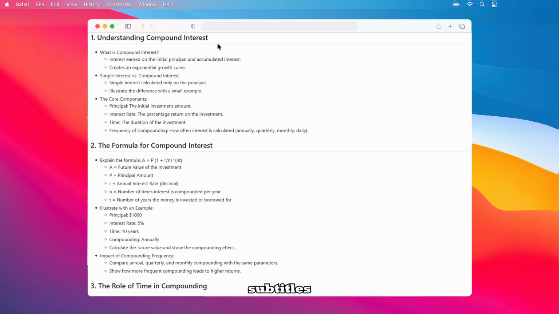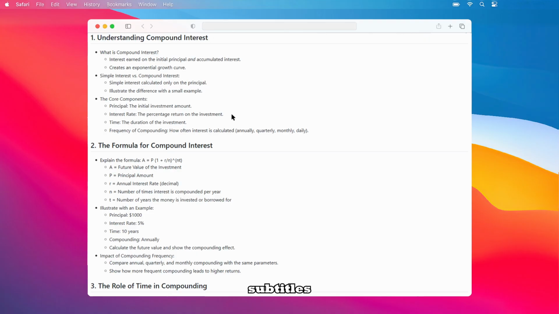Finally, let's cover the core components that drive compound interest. There's the principal, of course, which is the initial investment you make. Then you have the interest rate, which is the percentage return you get on that investment. Time is a crucial factor, as it's the duration of your investment. And lastly, the frequency of compounding matters too, dictating how often the interest is calculated, whether it's annually, quarterly, monthly, or even daily.